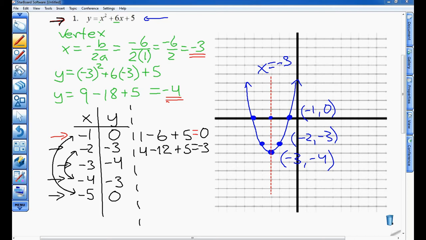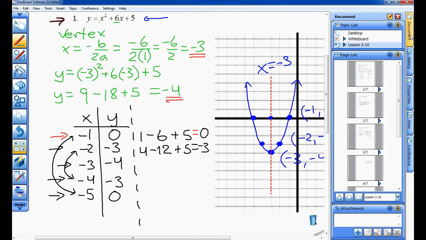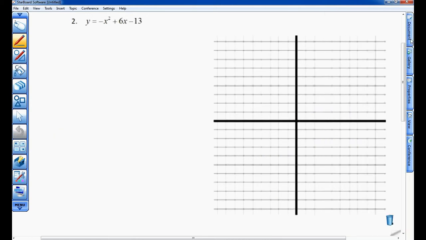To solidify some of these concepts in graphing a quadratic, let's go ahead and do another example. So here's our next example. We have the equation y equals negative x squared plus 6x minus 13. Again, the very first step is to find the vertex. So to find the vertex, we know that the x-coordinate of our vertex is simply negative b over 2a.